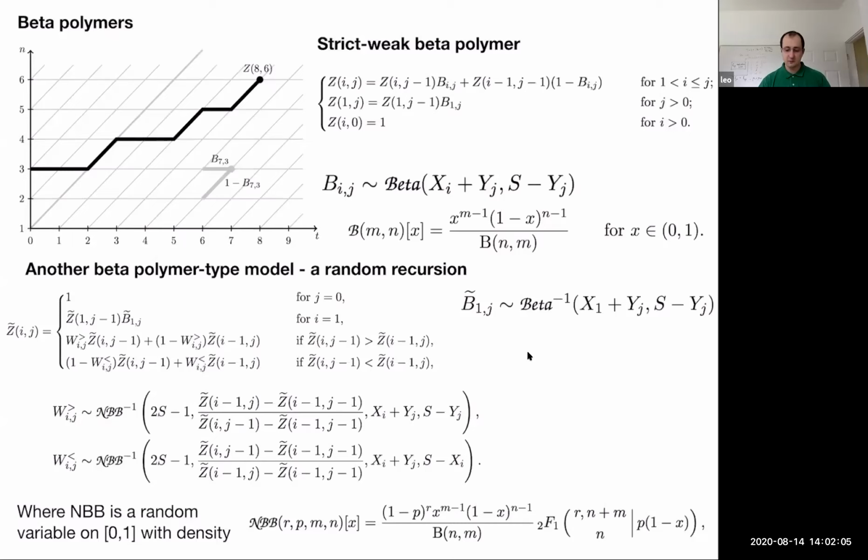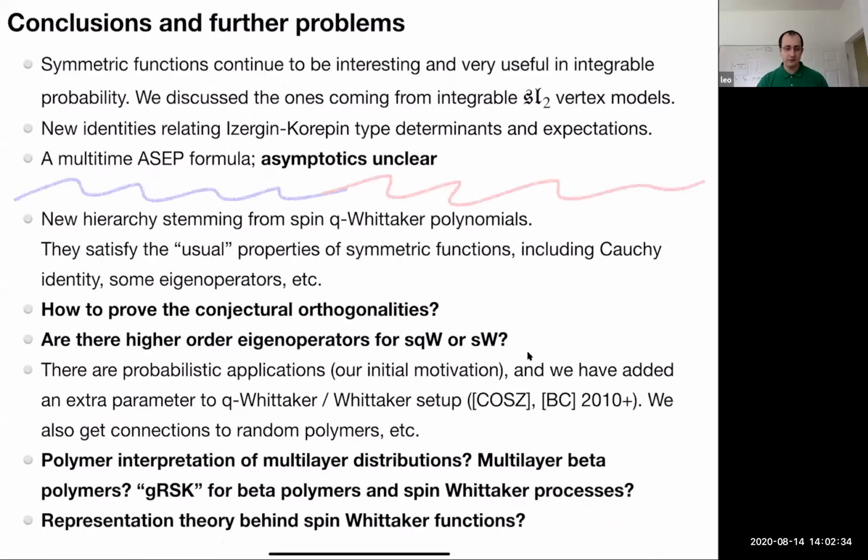and the density explicitly is given in terms of 2f1. So it's a weird polymer, but the cool thing is that as capital S goes to infinity, this polymer model simplifies and becomes essentially like the Strict-Weak beta polymer, but with weights on the square lattice, and independent weights at sites instead of edges like in the Strict-Weak case. All right, so this is the last slide.